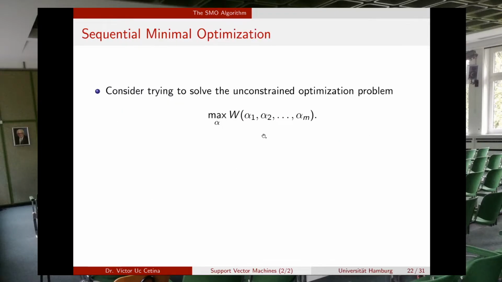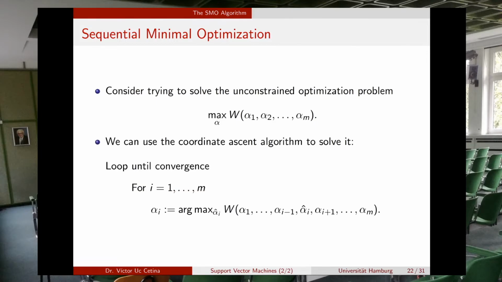Now, in the same way that in the previous problem we got to a W function that was a function of alphas, and this is something that we wanted to maximize, now we are going to see how we can maximize that using an algorithm. So first, maybe we can try to approach this problem of maximization by focusing each time on only one alpha.